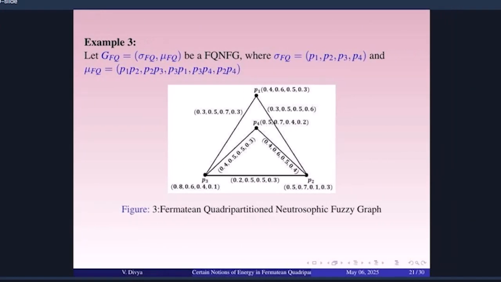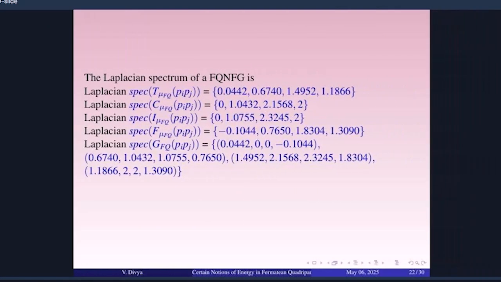Now I have taken another example. Here I have taken the 4 vertices P1, P2, P3, P4, and using the Fermatean quadripartition definition, I have found the edge values. Now for this graph, I am going to find the Laplacian energy. From the given graph, first we have to find the adjacency matrix, next we have to find the degree matrix, then we subtract the adjacency matrix from the degree matrix, which will give the Laplacian matrix.